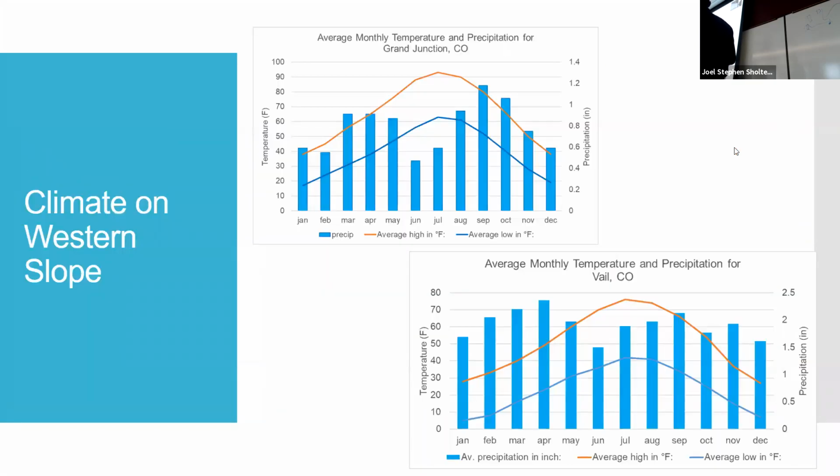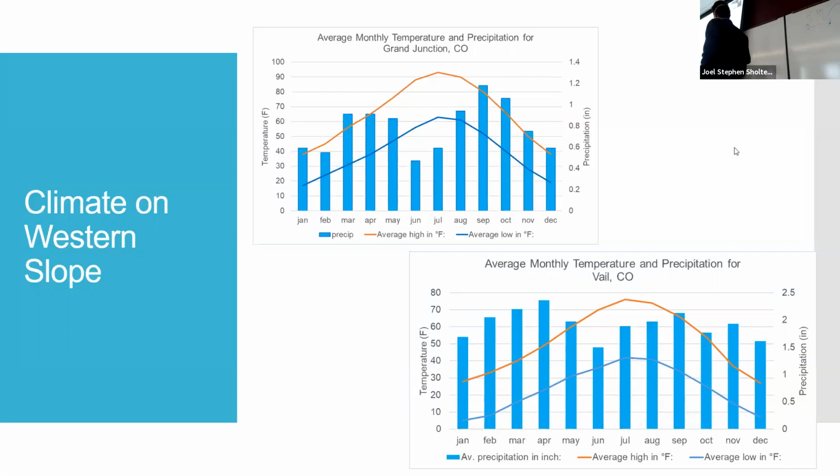So let's look at Grand Junction, Colorado. Here's our average monthly precipitation, these blue bars. And then we have the high and low temperature in Fahrenheit on average. So on average in August, the high temperature is sitting right there at 90. And we've been beating that for a little while.